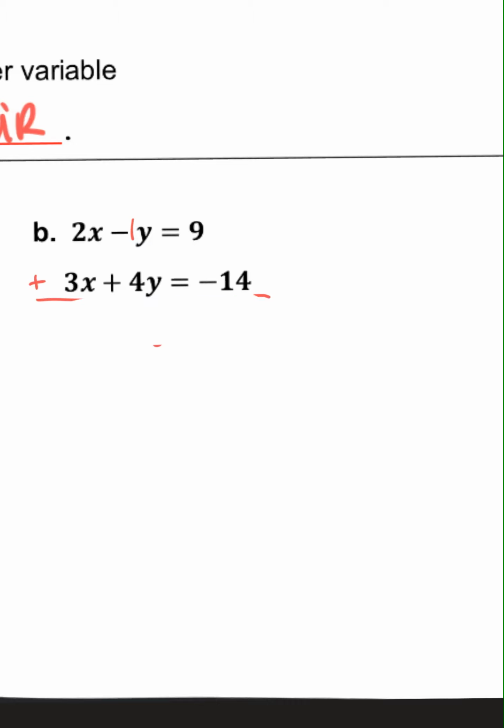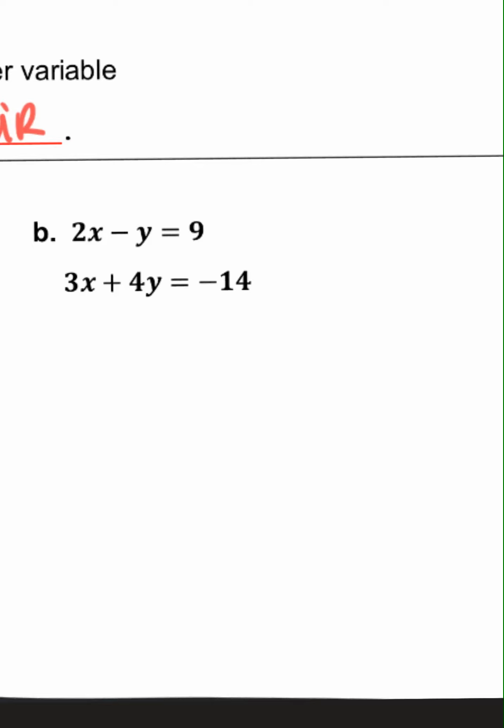So therefore, I have to manipulate my system in order for there to be opposite coefficients so that something will cancel out when I add them together. So let's look at this.